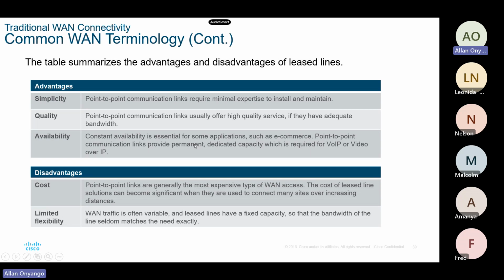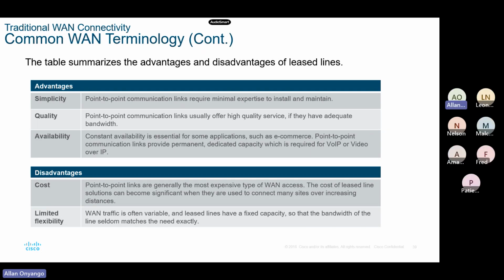Now, the major disadvantage of these dedicated leased lines was that they were very expensive. They are the most expensive of all the WAN access options. The other disadvantage was that they lacked some flexibility, because when the traffic was variable, or you needed to connect someone to the same network, this person needed to contact the ISP directly. So the bandwidth of the line normally matches exactly the need that it's been fixed for.